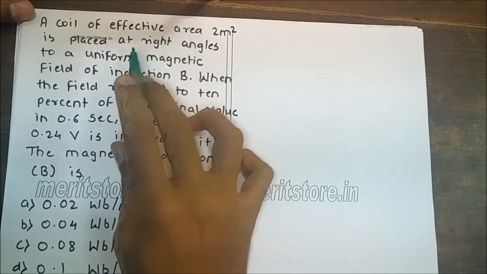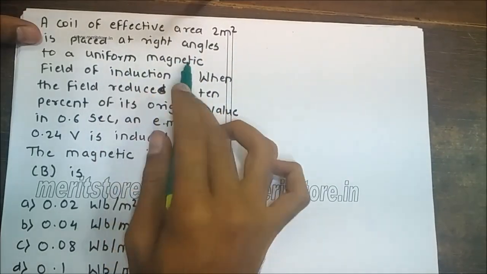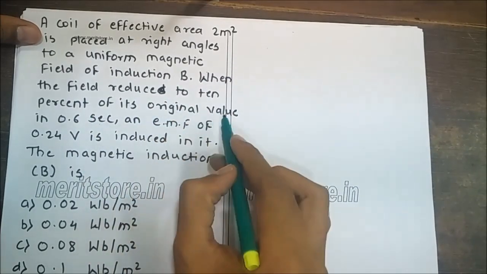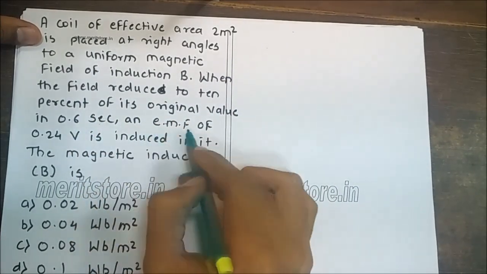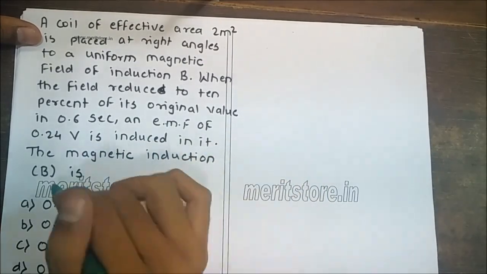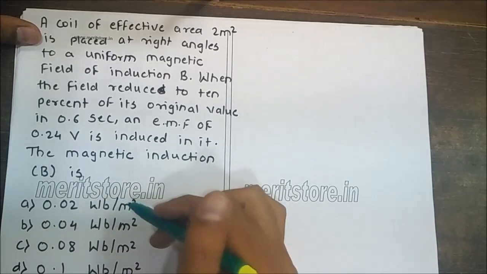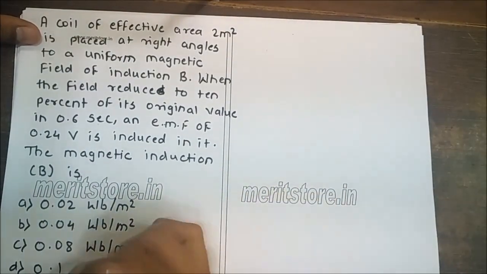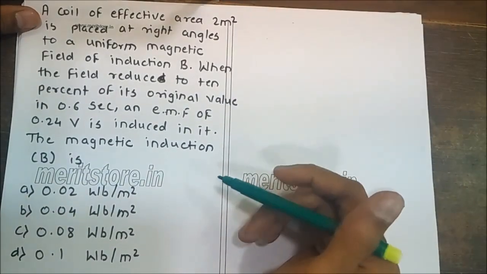A coil of effective area 2 meters square is placed at right angle to a uniform magnetic field of induction B. When the field reduces to 10% of its original value in 0.6 seconds, an EMF of 0.24 volt is induced in it. The magnetic induction is 0.02 Weber per meter square, 0.04 Weber per meter square, 0.08 Weber per meter square, or 0.1 Weber per meter square.